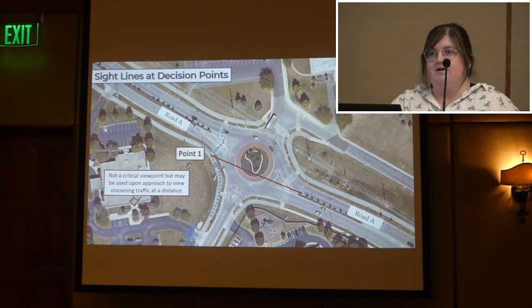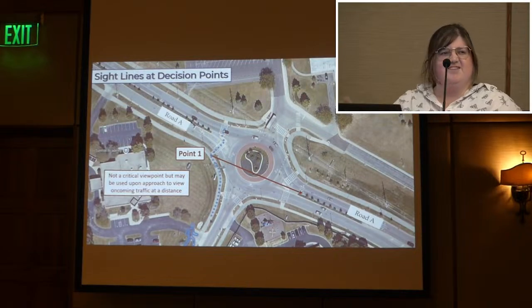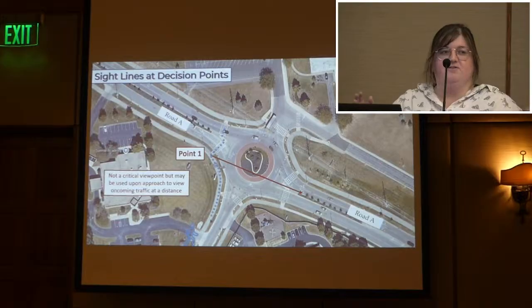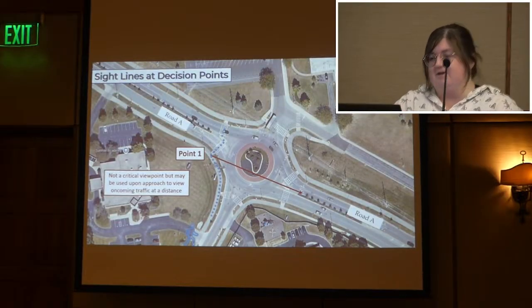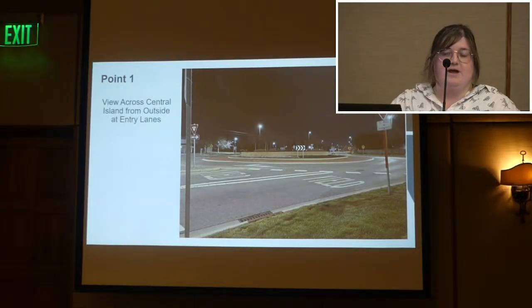So point one, we're at the entry leg and we might be looking at the entry leg on the opposite side just to see what traffic is doing. This isn't a critical viewpoint. Our critical viewpoint is the other direction to see what cars are coming, but we might just want to get an idea of what the traffic is doing. So at that point, standing on the ground, we can't really see anything. That central island is in our way, but that's okay. We're going to go ahead and cross.